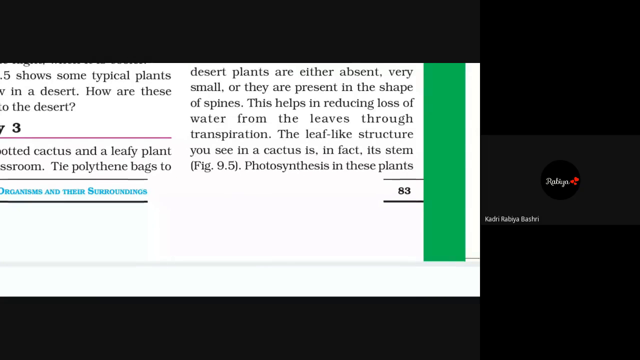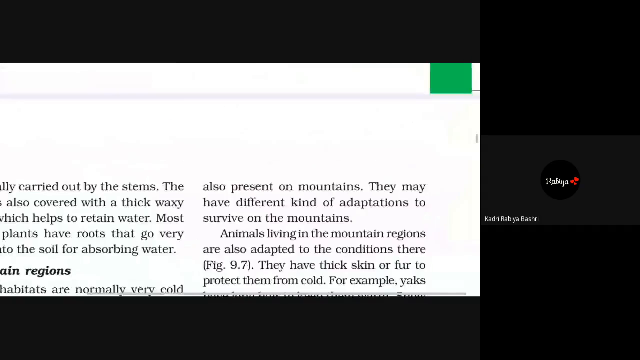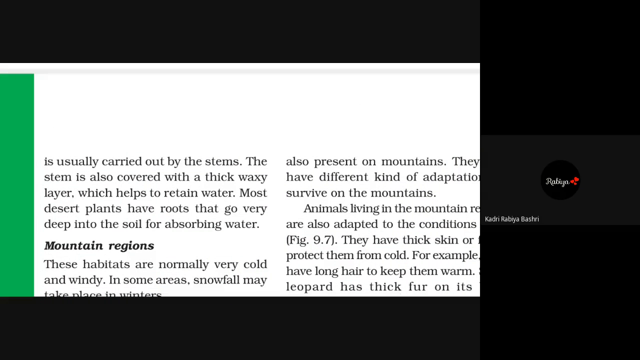Photosynthesis in these plants is usually carried out by the stems. The stem is also covered with a thick waxy layer which helps to retain water. Most desert plants have roots that go very deep into the soil for absorbing water.